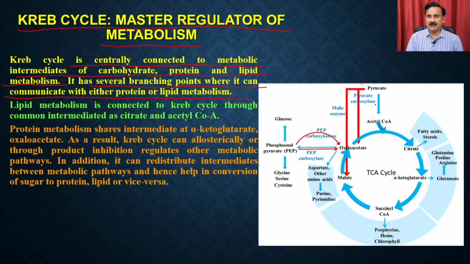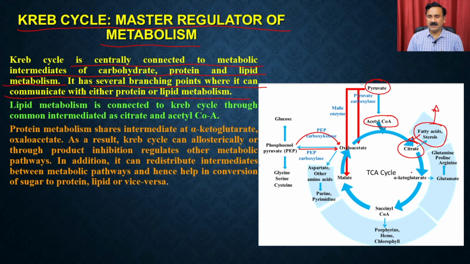What you see here is that pyruvate is converted into acetyl CoA, and when acetyl CoA enters the TCA cycle, it produces citrate. Citrate is connected to the fatty acid and sterol pathway, so that's how it can communicate. There will be a shuttling of intermediates from the Krebs cycle to these pathways, and in exactly the same way, the intermediates can be shuttled back into the citrate cycle.